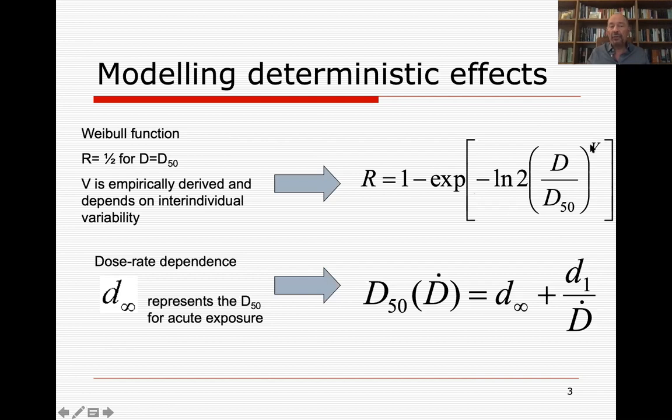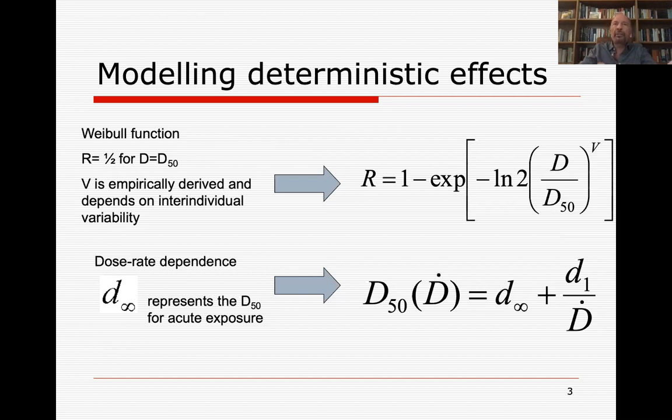So V gives you how steep the curve is. Essentially, if you have a high inter-individual variability, you will have a very shallow curve. If you have a small inter-individual variability, you will have a very steep curve, going almost from 0 to 100, almost like in the non-stochastic case. D50 tells you the range spanned on the dose scale. If you put D equal to D50 in the formula, you find that R is 1/2, and this is why it is called D50, D50%.